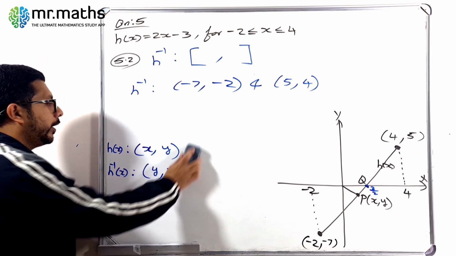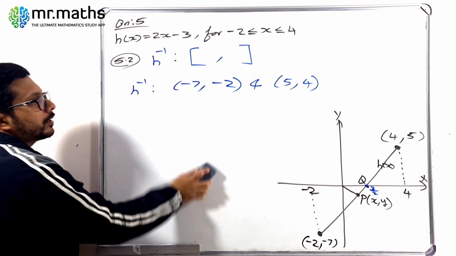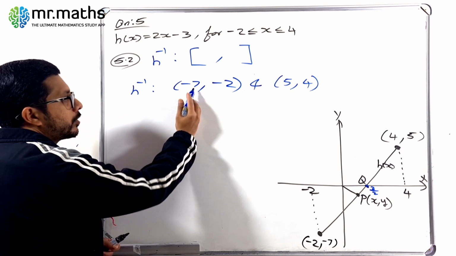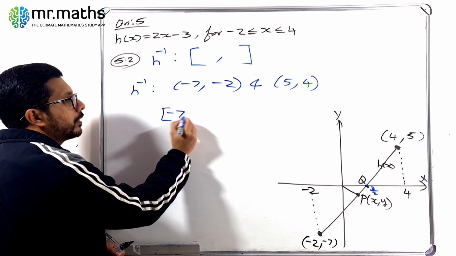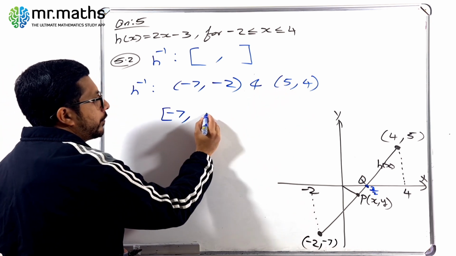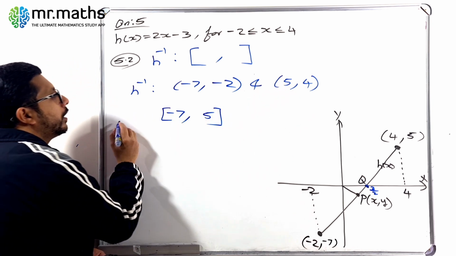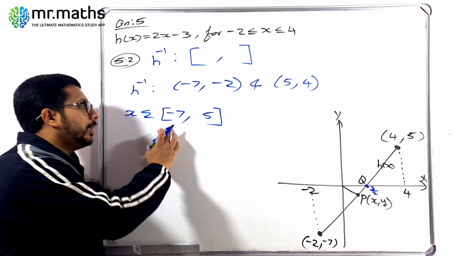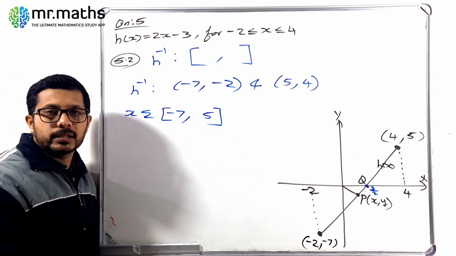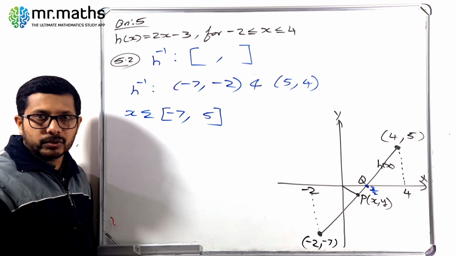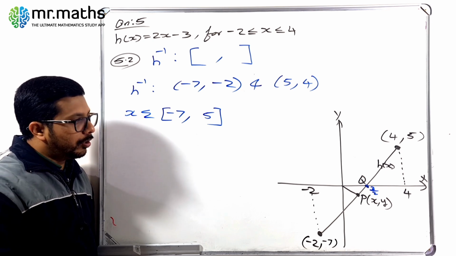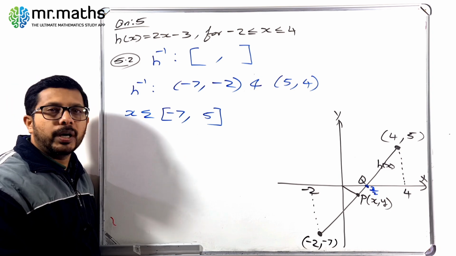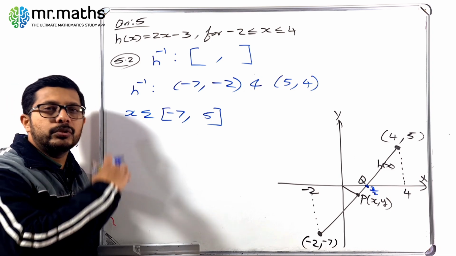Okay, so now what is the domain? How can you say the domain? Domain is the x values. That means the minimum x value is minus 7, and the maximum x value is 5. So x is an element of minus 7 to 5. That is the domain of the h inverse of x graph. So the domain of h inverse is minus 7 comma 5, that means from minus 7 to 5.